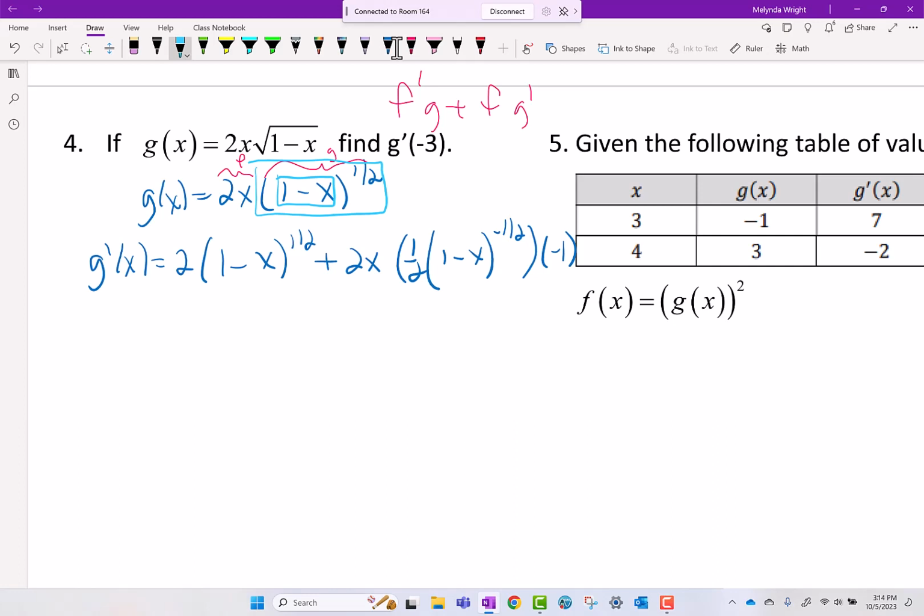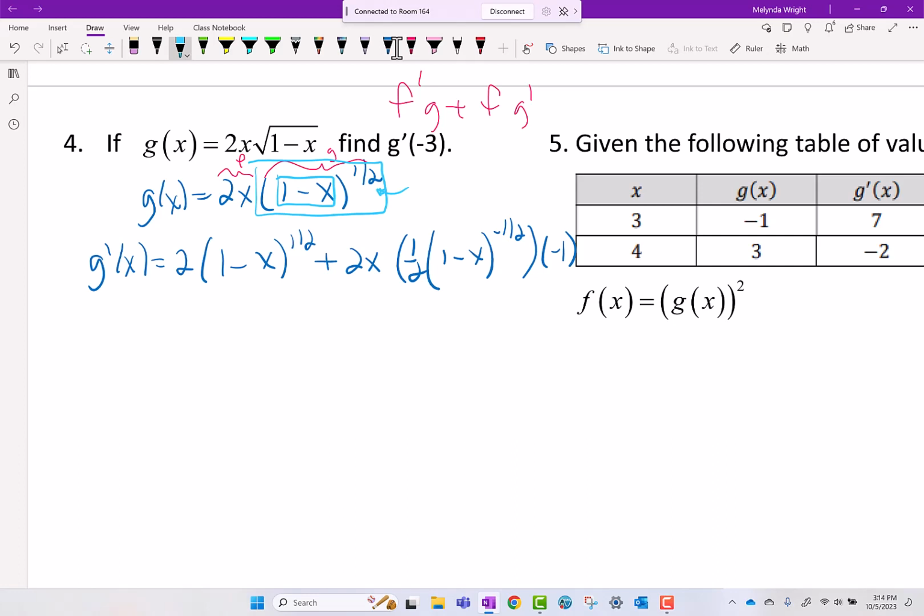Where did the negative 1/2 come from? So right here, it's a 1/2. And when I bring the 1/2 down, I'm doing my power rule. I bring the 1/2 down, I copy paste. 1/2 minus 1 is negative 1/2. 1/2 minus 2/2 is negative 1/2.